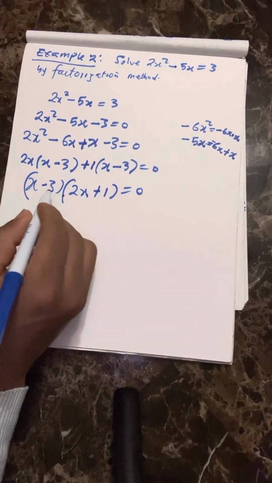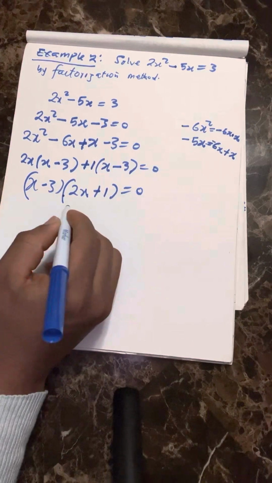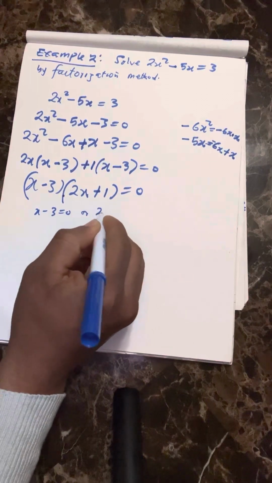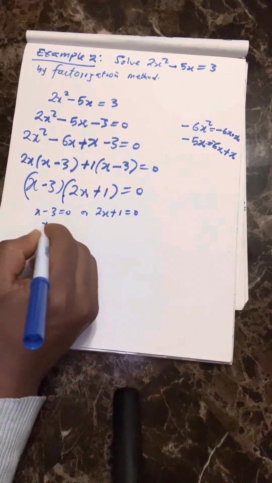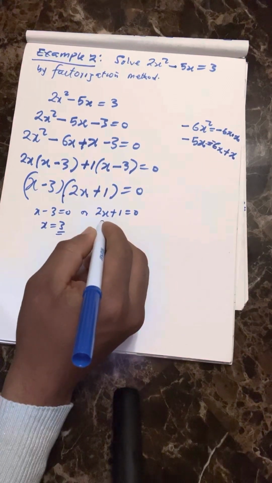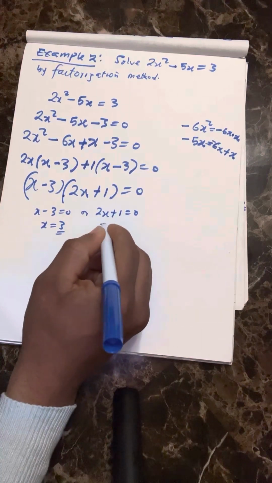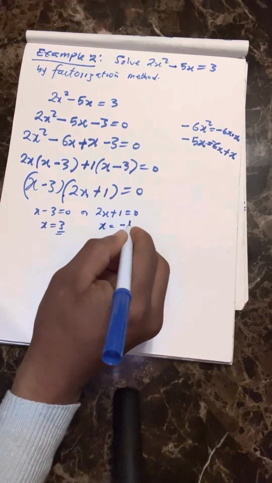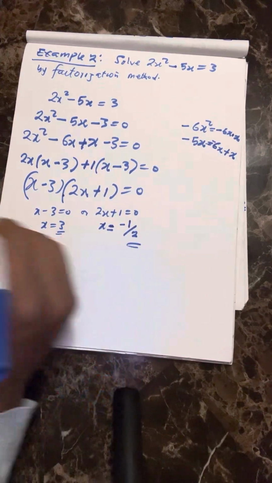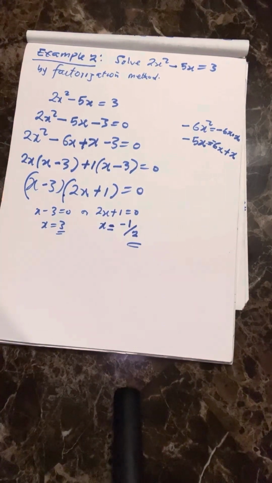Now, what do we do to get the values of x that make this equation equal to 0? You say x minus 3 equals 0, or 2x plus 1 equals 0. Therefore, x will be equal to 3, or x will be equal to minus 1 over 2. Yes, easy peasy. That solves it.